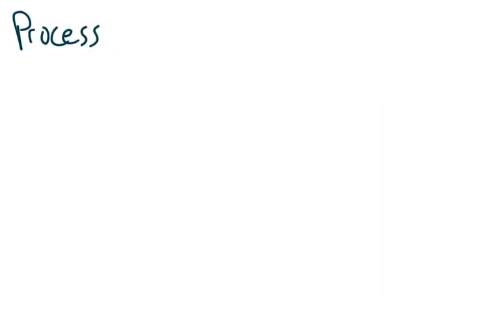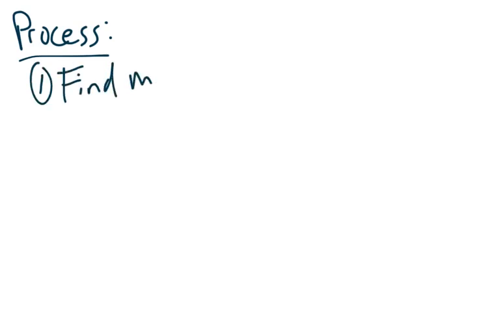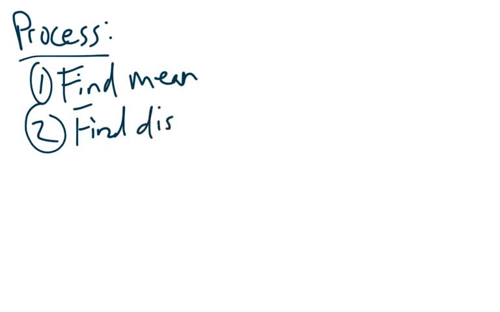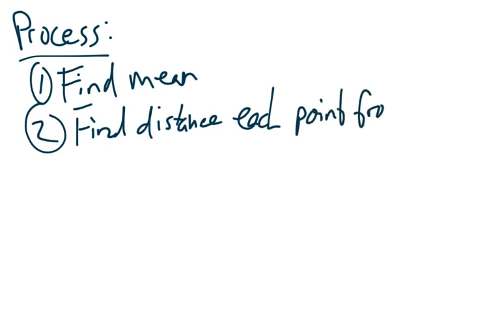And so now let's talk about how we find it. Let's talk about the process. So there's a couple of steps that we need. First step, you have to find the mean. So you can't find the average without finding the mean first. Second, you need to find the distance each point is from the mean.